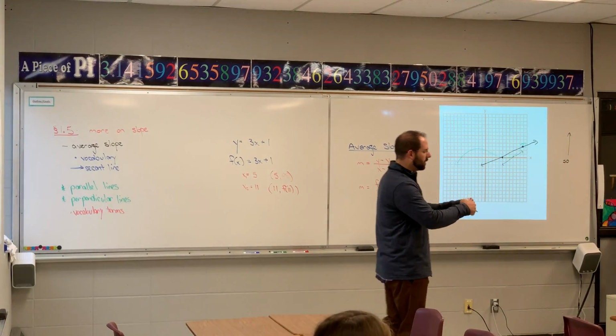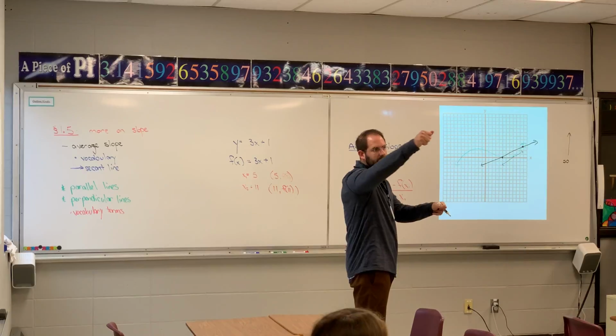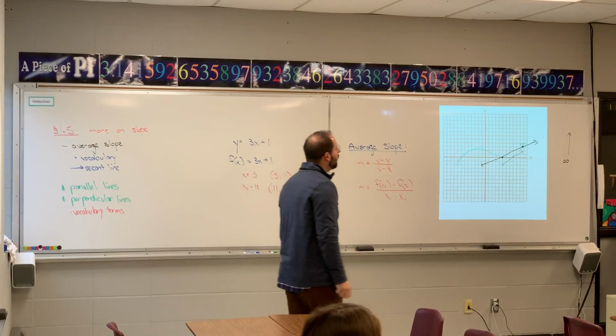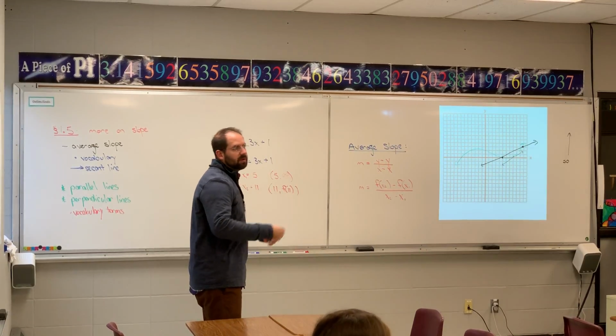Because you need slope. Slope tells you, okay, you can rise and run, rise and run, rise and run, and you just keep doing that over and over, and you would eventually hit 50 something.